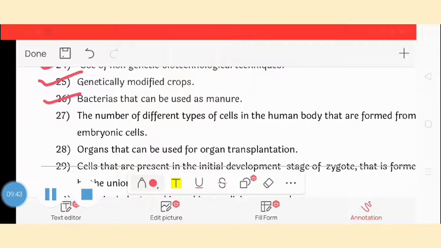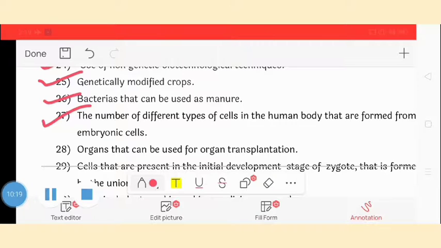27th question: The number of different types of cells in the human body that are formed from embryonic cells. How many different types of cells are formed from embryonic cells? If we consider more than 200, or exactly, then 220. A total of 220 different types of cells in the human body are formed from embryonic cells, and they are also known as stem cells.